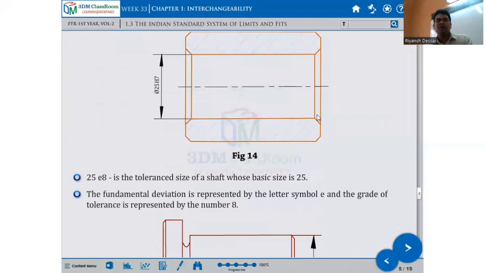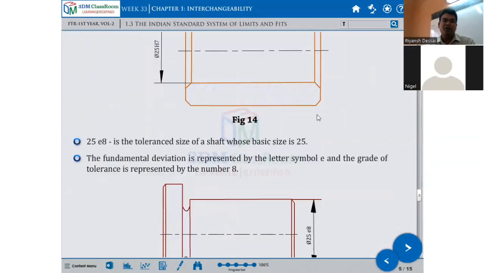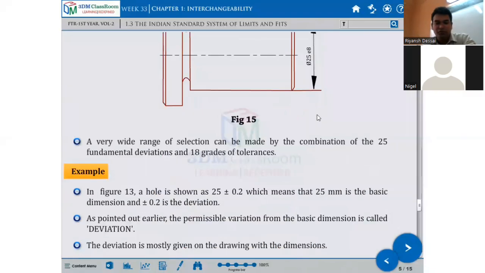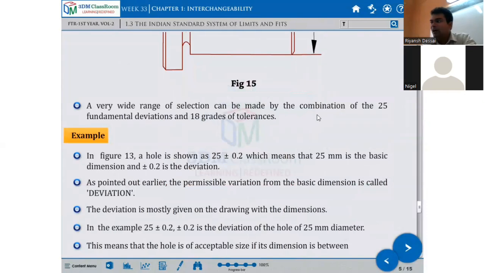Now this 25E8 is the tolerance size of the shaft whose basic size is 25 millimeters. This is the case of the shaft. The fundamental deviation is represented by the letter symbol E, and the grade of tolerance is represented by number 8. Same, no opposite. For shafts the letters are lowercase. A very wide range of selection can be made by the combination of the 25 fundamental deviations and 18 grades of tolerance. Example.